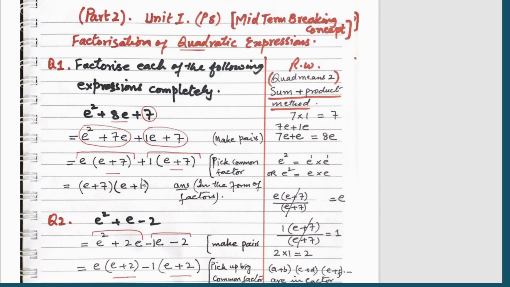Factors, brackets around the linear expressions, and brackets around. This is a factorized form of the given quadratic expression. Remember, in factorized form, there shouldn't be any power involved. It should be linear. There shouldn't be any sign between two brackets. It should be like this, in the form of consecutive brackets.